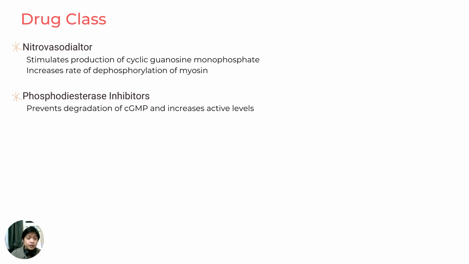Phosphodiesterase inhibitors, on the other hand, also increase cGMP levels, cyclic guanosine monophosphate, but not on the end of its synthesis, but at the end of its degradation. So ano ibig sabihin nun? Pinapataas niya yung cGMP hindi dahil pinapabilis na yung paggawa ng cGMP, but piniprevent niya yung pagkasira ng cGMP. So similarly, it will increase the levels of cGMP and increase the rate of dephosphorylation of myosin.